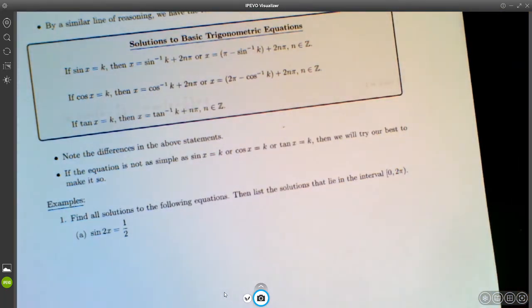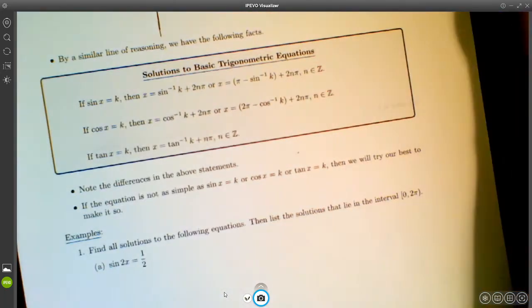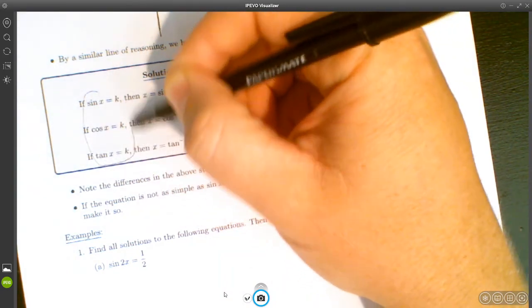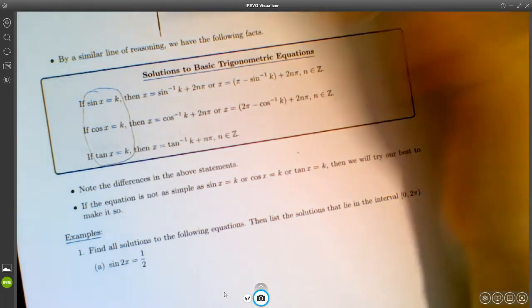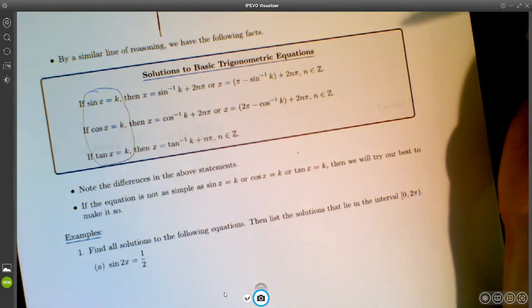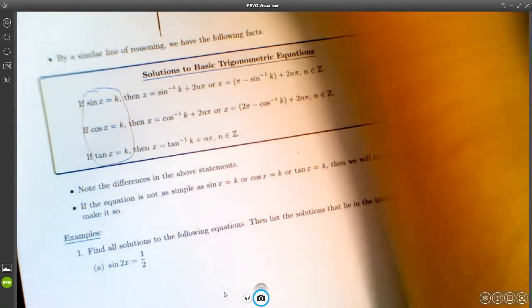Okay, so how do we solve a trig equation? Well, we try to manipulate the equation so that it looks like one of these three forms. And once it's in one of those three forms, then we apply the appropriate rule. So let me give you several examples of this.